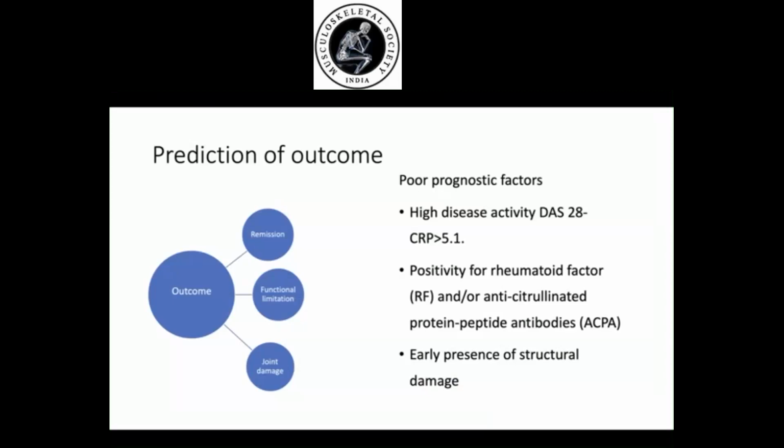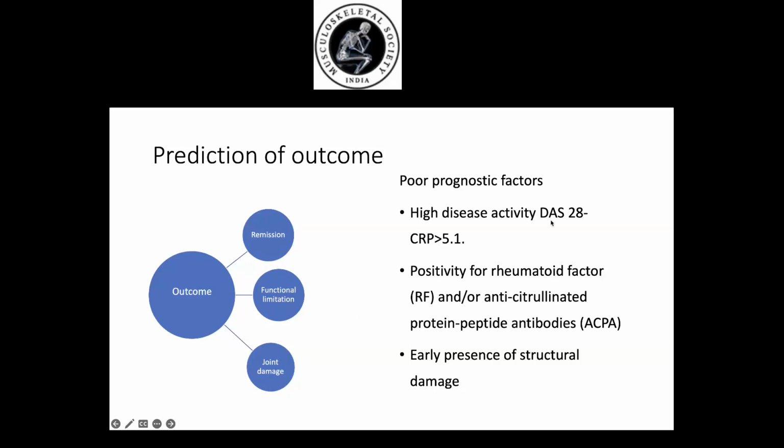The next subheading we would discuss would be the prediction of outcome. Rheumatoid arthritis, as I said, is basically a clinical diagnosis, and the management is also mostly clinical. The outcomes they talk about are remission, functional limitation, or joint damage. The early presence of structural damage is the role. We assess this using radiographs, and that's where imaging comes into play in the prediction of outcome. The other two criteria are clinical.